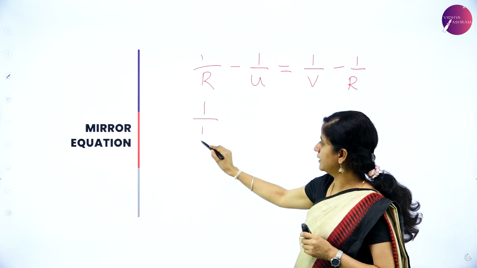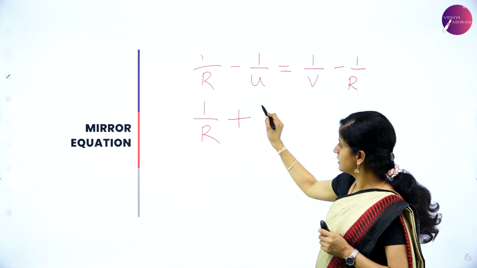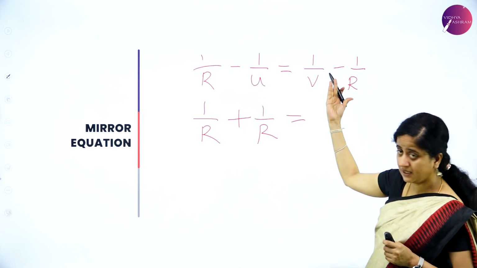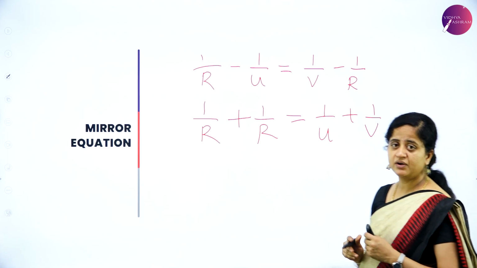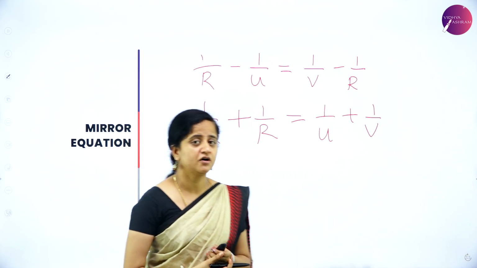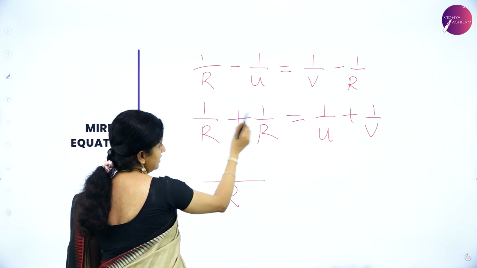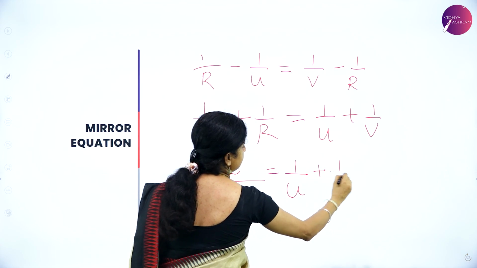So, we get 1 by R minus 1 by R becomes plus 1 by R, is equal to minus 1 by U becomes plus 1 by U plus 1 by V. Now, we have R in the denominator for both the terms. So, R, now 1 plus 1 becomes 2, is equal to 1 by U plus 1 by V.